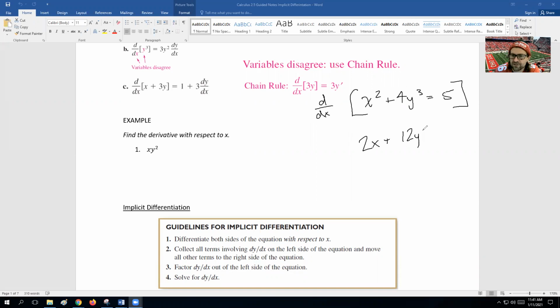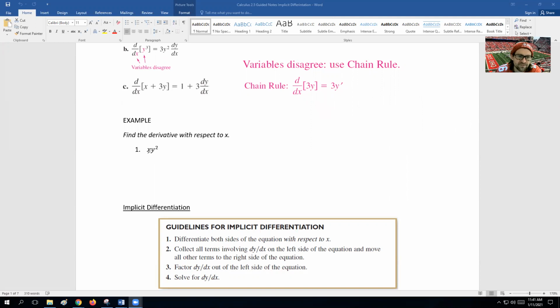That would be 12y squared. But does the y match with the x? No, it doesn't. So we're going to put a dy/dx here at the end. And then the derivative of 5 is 0. Technically, we could put a d something over dx, but 0 times anything is just 0. So there we go.